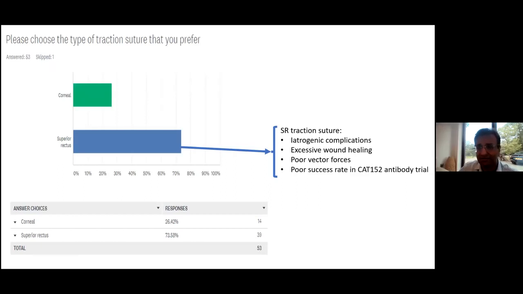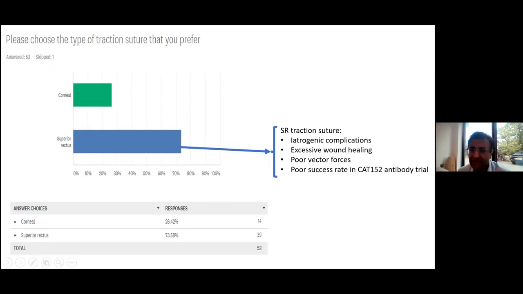And once you get a drop of blood in the bleb, you are bringing in a lot more inflammatory response, and that can lead to more ocular fibrosis and excessive wound healing. And also we know the superior rectus bridle suture offers poor vector forces for the exposure of the surgical site as compared to the corneal.